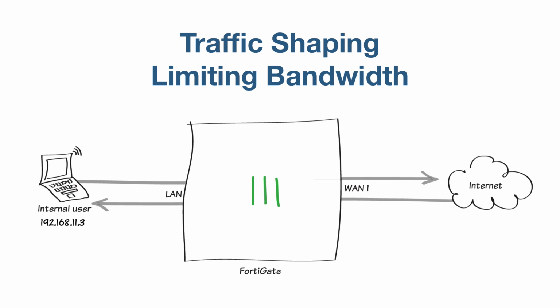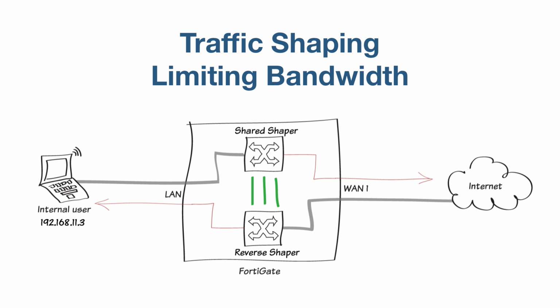First, you'll create an address object to target a specific internal IP address, then you'll create an internet access policy for that IP address, and enable traffic shaping. When that user attempts to upload, the shared traffic shaper will restrict the bandwidth limit to 200 kilobits per second. You will also use a reverse shaper to restrict the bandwidth on downloads.